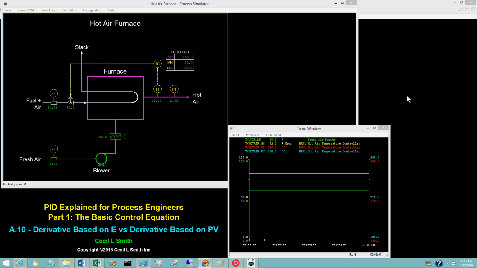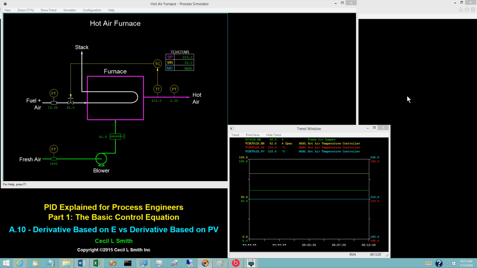As the PID block is customarily used in the process industries, the derivative mode is based on the PV. Some control systems provide the option of basing the derivative on either the PV or the control error E, but even in these, the default is usually derivative based on the PV. This video explores these issues.